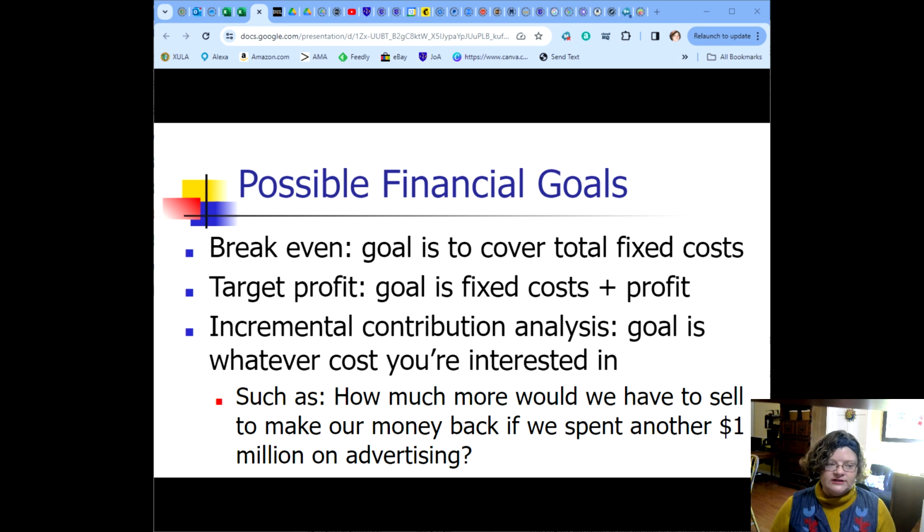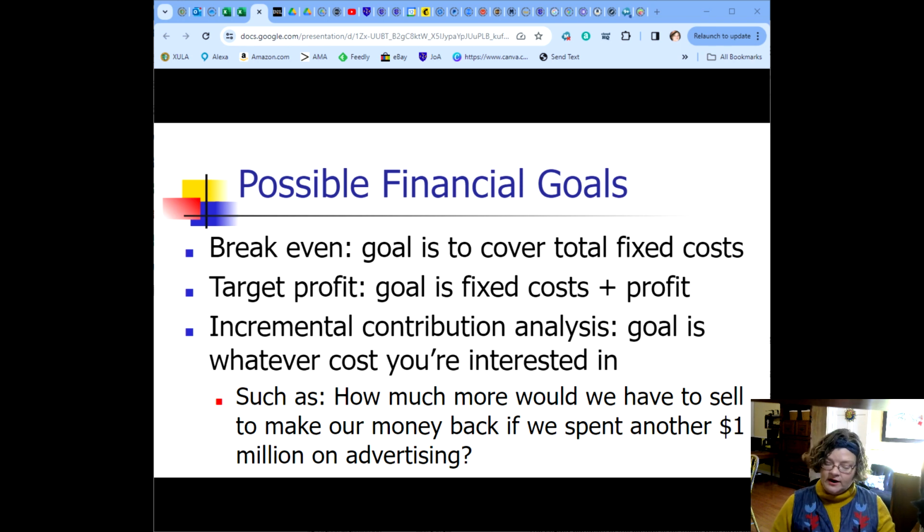And our third approach is going to be incremental contribution analysis. So in that case, the goal is whatever cost you're interested in. So for example, you might be asking, how much more will we have to sell to make our money back if we spend another $1 million on advertising? We use this all the time in marketing because that allows us to ask a question like, okay, how much do we have to sell to make that $1 million on advertising worth it?